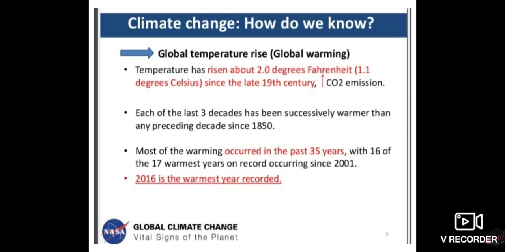First one is global temperature rise. The temperature has risen about 2 degrees Fahrenheit since the late 19th century, and carbon dioxide emission has also increased. Most of the warming occurred in the past 35 years, with 16 of the 17 warmest years on record occurring since 2001, and 2016 the warmest year recorded. This is one of the main points. Due to climate change, the total global temperature is increased.